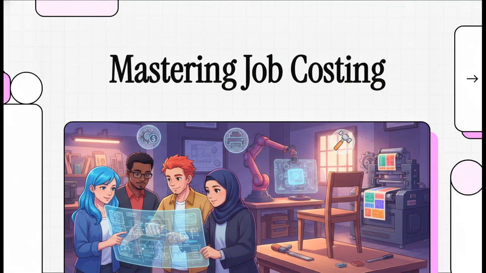I'm thrilled you're here today because we're going to be building a custom job completely from scratch to really unlock the mechanics of tracking unique costs. Whether you're looking at a custom engineering firm, a bespoke furniture manufacturer, construction projects, or even professional services, understanding how to pinpoint the exact costs for one-off projects is literally an absolute game changer.